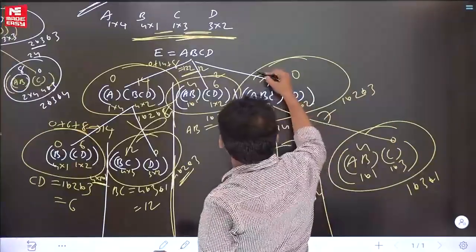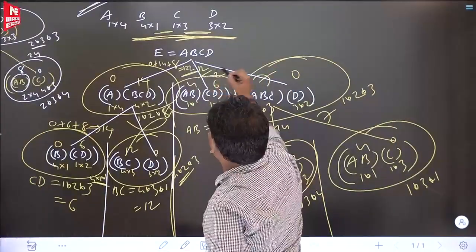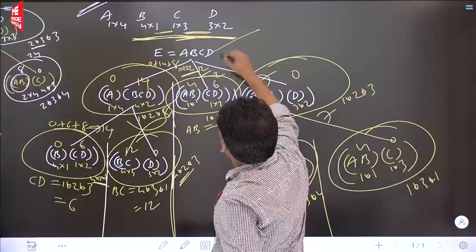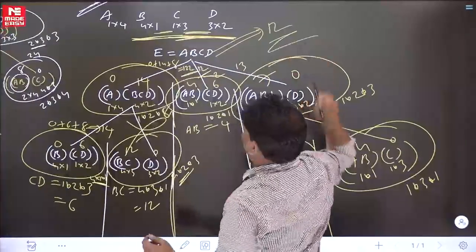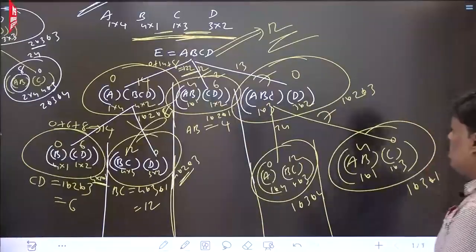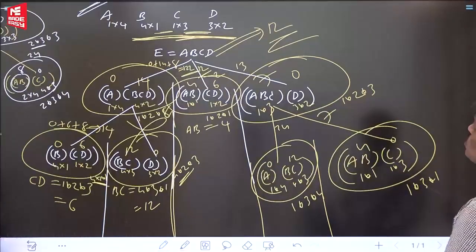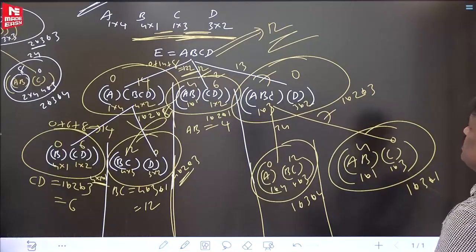6 plus 7. What is the answer? 13. But this is 12. It is coming 13 but 12 is better. So finally 12 is the answer. 12 is the answer. Almost, right? The third option is also close to the answer, but 12 is better.